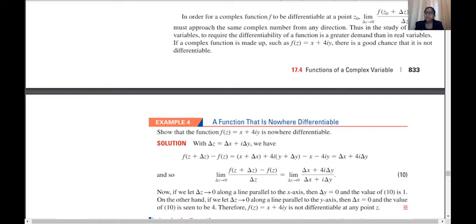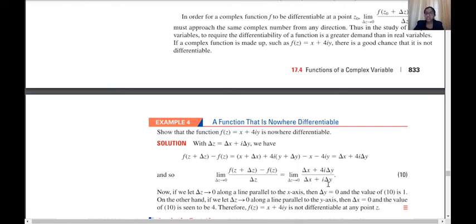So what will be the limit value? f dash of z will be the limit as delta z tends to 0 of f of z plus delta z minus f of z by delta z. The numerator is delta x plus 4i delta y and the denominator is delta z, that is delta x plus i delta y. Now we have to apply the limit delta z tends to 0. Suppose delta z tends to 0 along a line which is parallel to the x-axis.